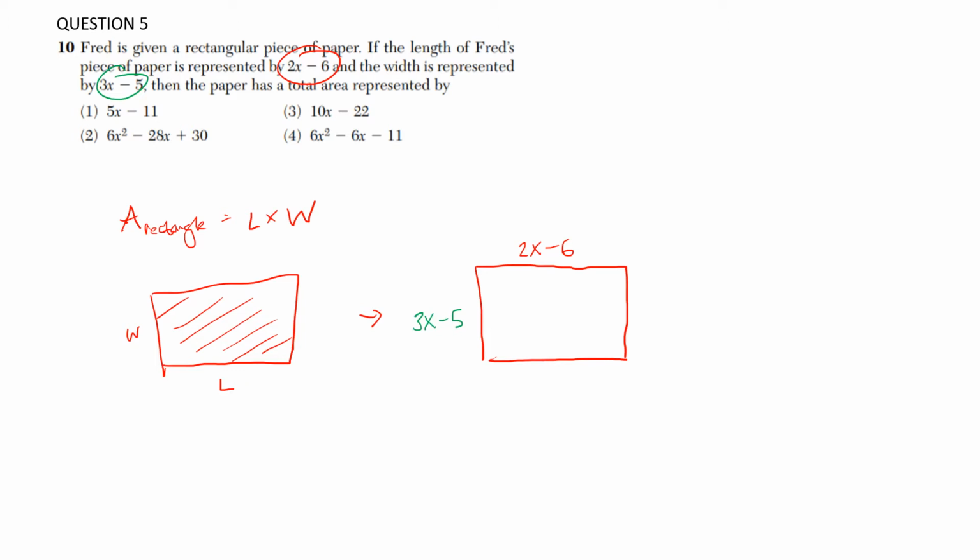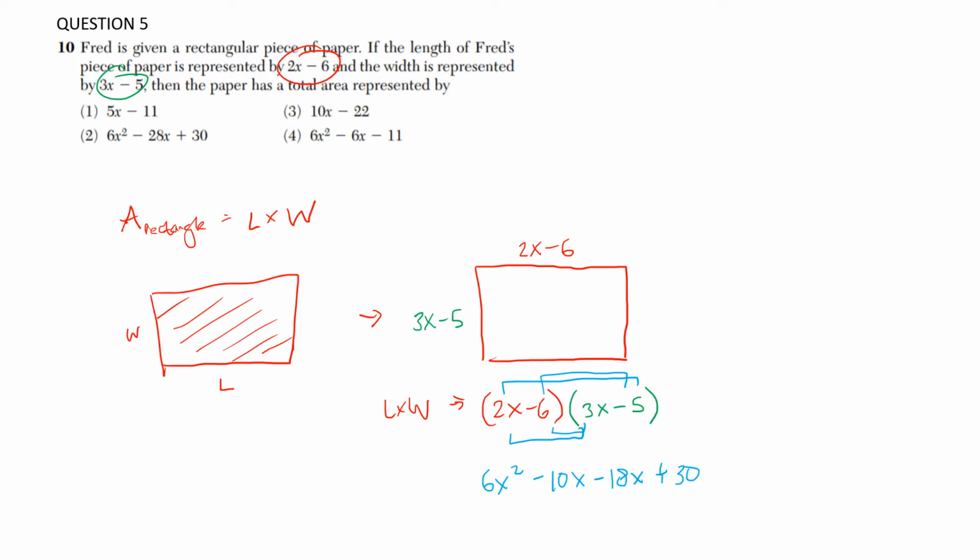Length times width. So let's do that real quick. So we have 2x minus 6 times 3x minus 5, and I'll color code this so we can keep track of all our different dimensions. And now we just simply have to FOIL. That's the first, 6x squared, outside, minus 10x. Inside, it's minus 18x. And last, which is plus 30. And when we combine everything together, these two can be combined. That's 6x squared minus 28x plus 30. That should match up with choice number 2.